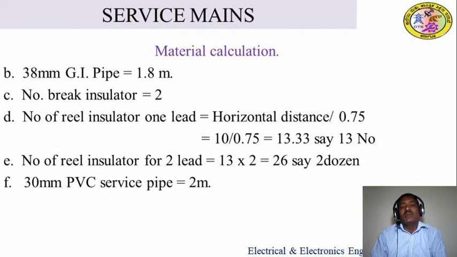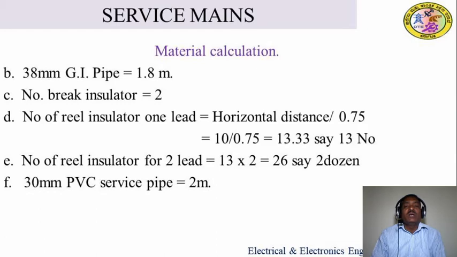Again the span length will be remaining as 10 meter. So therefore you have to take 10 meter as the span length divided by 0.75 meter. So what do we get? We get around 13.33. So around we can say 13 numbers. Okay, this is for carrying the service wire through one reel insulator.